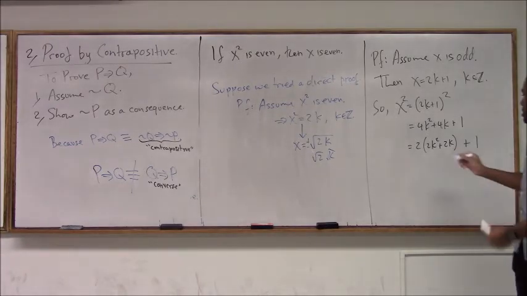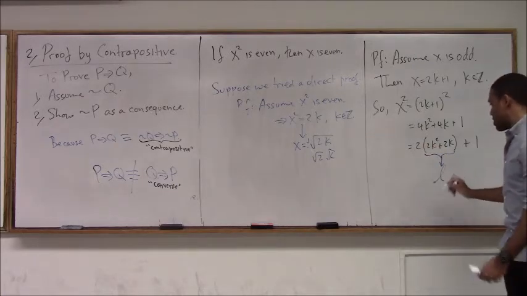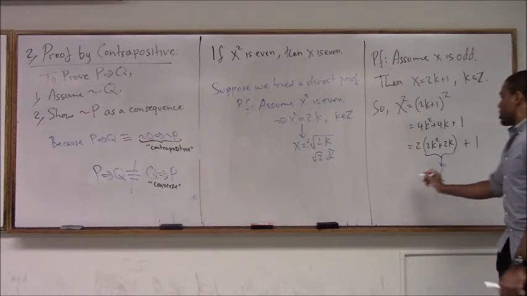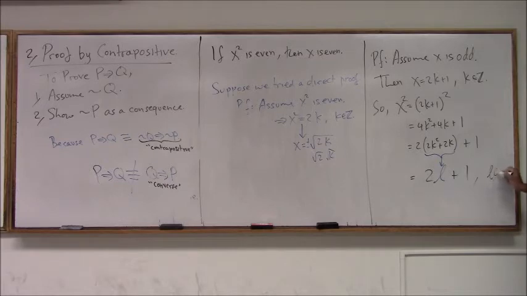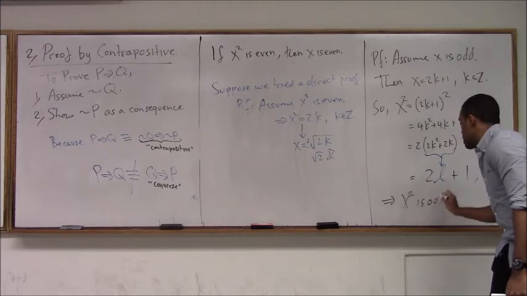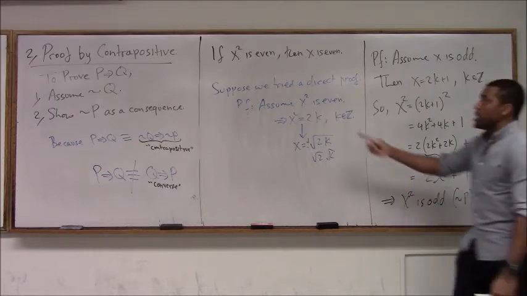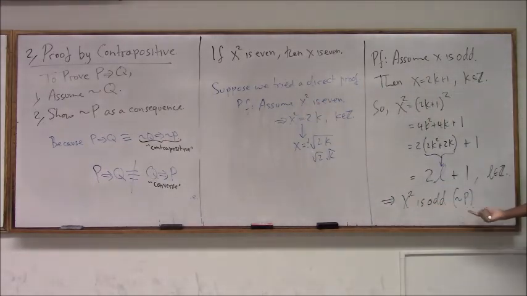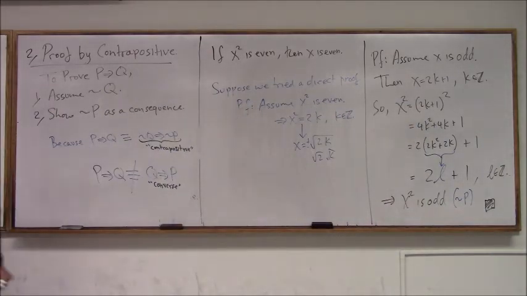I assume that if I told you about an integer, I would have told you that that's also an integer. So this becomes 2l plus 1. That's exactly the form we want, and l is an integer. This means that x squared is odd. I want you to recognize that that is actually not p. P was the fact that x squared is even. This is not p. x squared is odd. That's where you want to end this proof. That's called a proof by contrapositive.